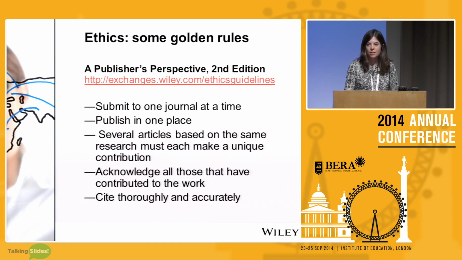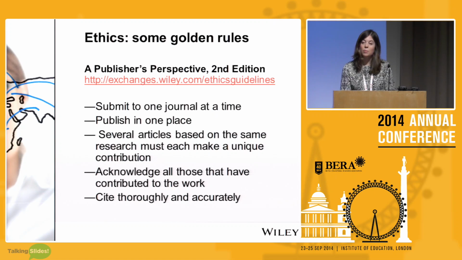So a word on ethics. We mentioned copyright and licensing for images, but it can be confusing within publishing a journal, and we're very aware of that. We wrote a peer-reviewed guide in itself called A Publisher's Perspective in 2006, and we've just done the second edition, which is free to download online, and we've been assured is really helpful in the guide in terms of that.